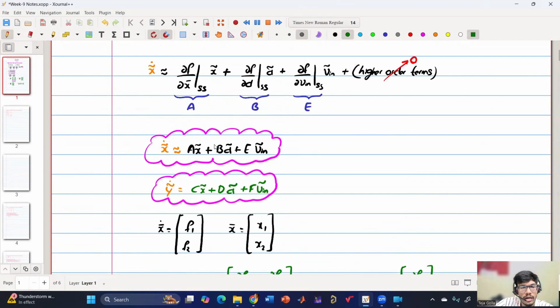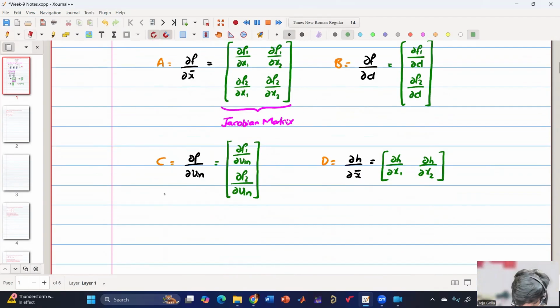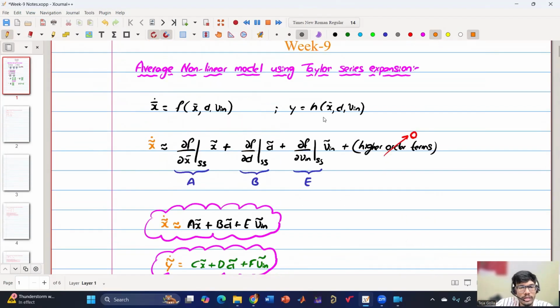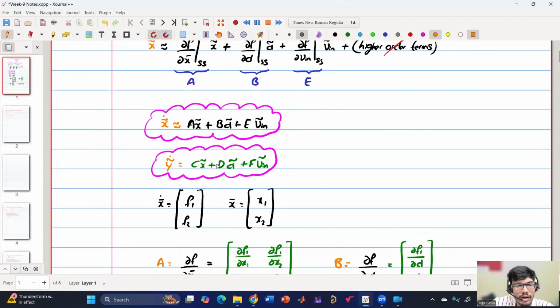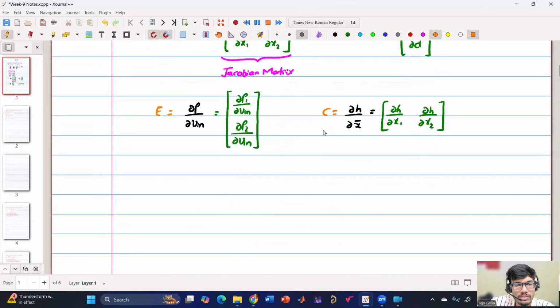So this is A, B, and then I think this is not C, this is E matrix. My bad. So this is my E matrix. And then this is my C matrix. Sorry. So the C is dou H by dou X. And then now we have to get D matrix. D is with respect to D and F is with respect to F.